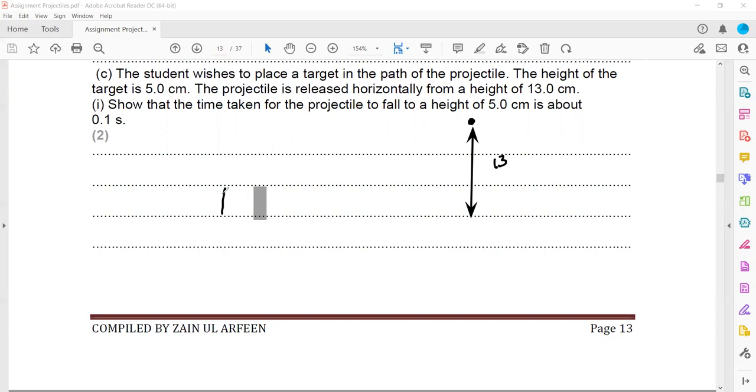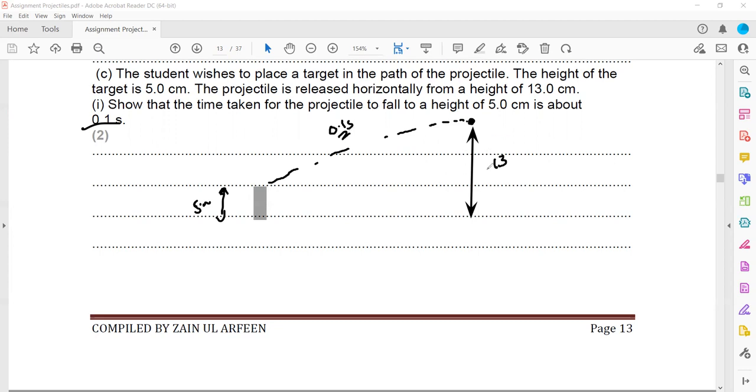And this one is 5 cm. Show that the time for a projectile to fall to a height of 5 cm is about 0.1 seconds. So we have to show that when this projectile is launched, it will take about 0.1 second to reach 5 cm.